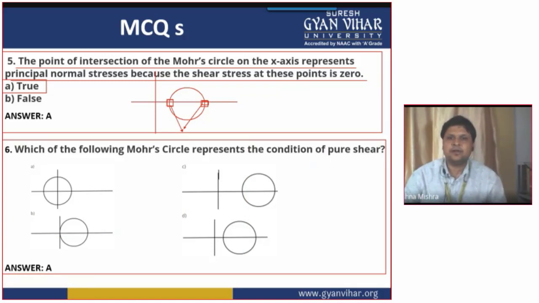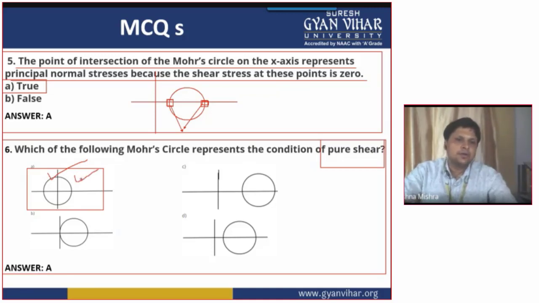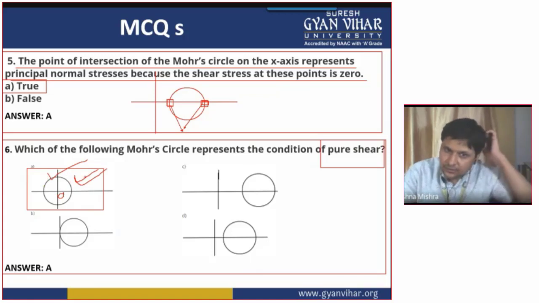Now coming to the next MCQ, which of the following most represents the condition of pure shear? Pure shear means there are no direct stresses acting, no normal stresses sigma acting. Here in the diagram, this is the case of pure shear stress, because there are no normal stresses acting. Always keep this in mind: the circle drawn from the origin point O will represent the case of pure shear. Option A is the correct option.